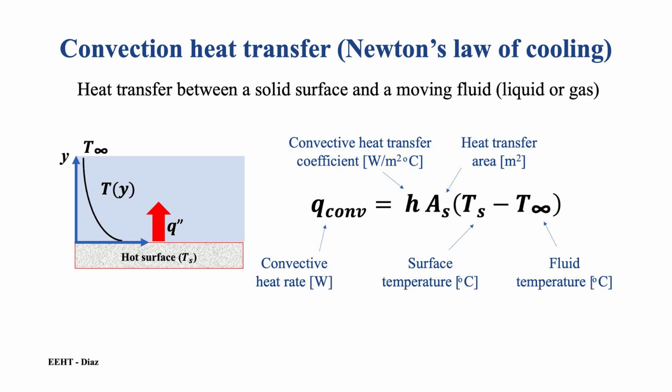Convection heat transfer rate can be defined as the exchange of thermal energy between a solid and a moving fluid that are at different temperatures. The convective heat rate is proportional to the convection heat transfer coefficient, the heat transfer area, and the temperature difference between the solid and the fluid.